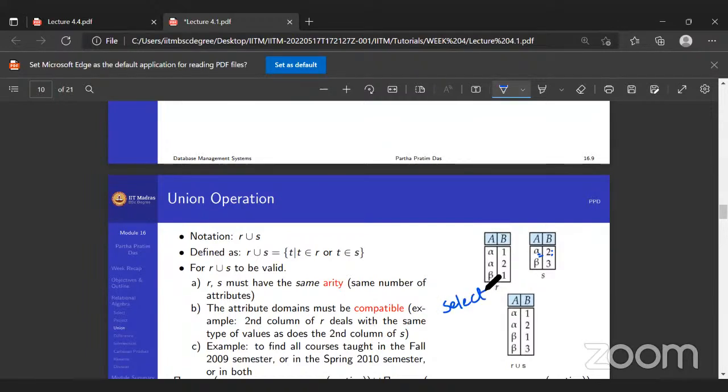This is the select. Suppose we want to select the course ID. So select course ID from course where semester equal to fall, and year is 2009.